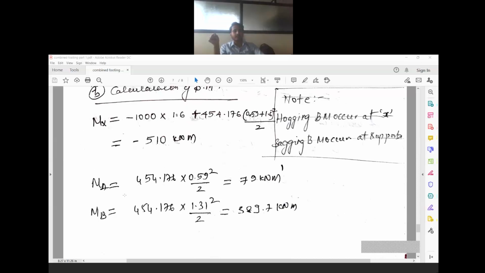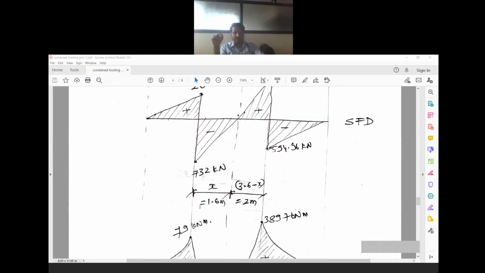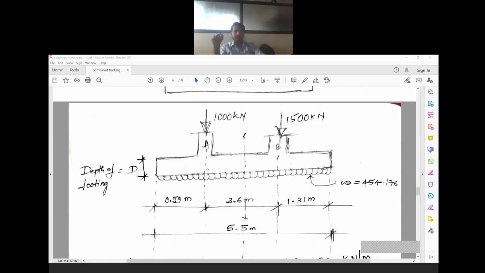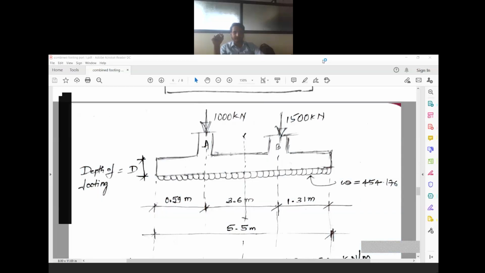Okay, then I will calculate the moments at the columns, MA and MB. So at A I will get this value, at B I will get this value. I shall explain how we got these values. See, taking the moment at A, so I am standing here. I shall use the notation again. So here from here I have to calculate the moment. At A I am standing, so I'm not going to get any value from this column load.